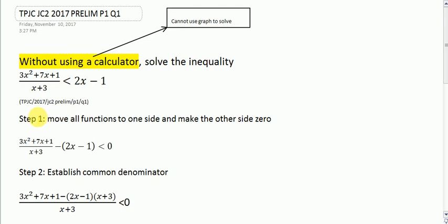For step 1, very simple. You move all the functions to one side and make the other side 0. As seen in this question, you have two functions, one function on each side. You have (3x squared plus 7x plus 1) over (x plus 3) on the left hand side and 2x minus 1 on the right hand side. So what I did here is I moved the 2x minus 1 to the left hand side. By doing that, I subtract 2x minus 1 from (3x squared plus 7x plus 1) over (x plus 3), and I made the other side 0. So step 1 is very simple.